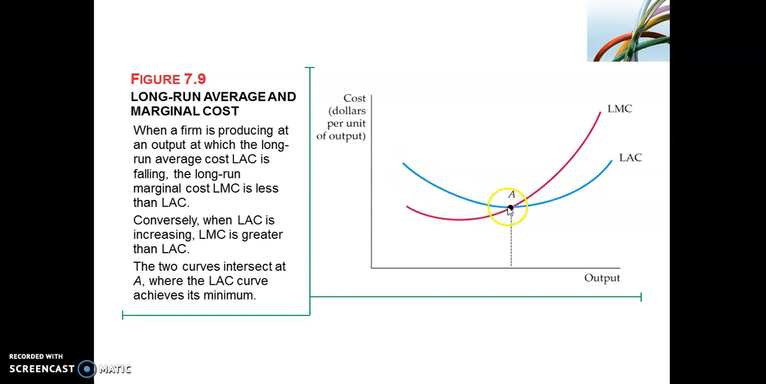this curve. Thereafter, they intersect at the minimum point of this curve, and then you find that your long run average costs begin to increase for higher output levels, and then your long run marginal cost lies above this curve. So in the region where this curve is increasing, your long run marginal cost lies above it, and for output levels where your long run average cost is declining, your long run marginal cost lies below it.